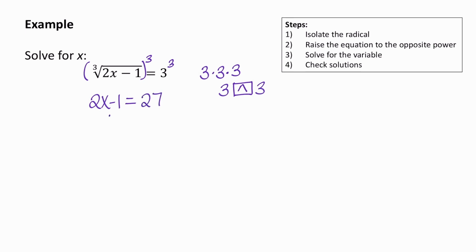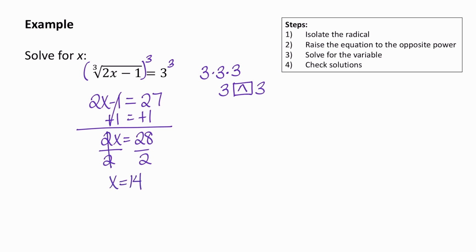So we can solve for x by now adding 1 to both sides. So when we do that, we get 2x equals 27 plus 1, which is 28. And now we divide both sides by 2, which gives us x equals 14.